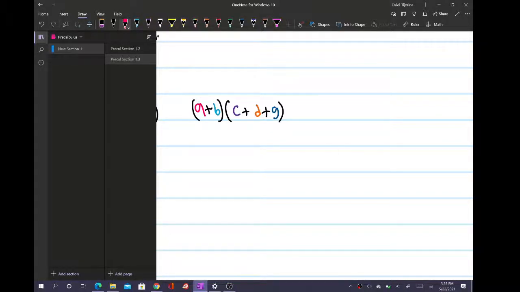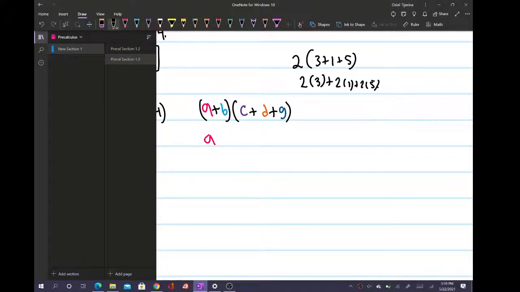If you grab A, you're going to multiply it to this whole thing, right? That's like if I said 2 times 3 plus 1 plus 5, right? Well, I'm multiplying it to 3 plus 2 times 1 plus 2 times 5, right? That's if you know the distributive property. You're doing the exact same thing here.